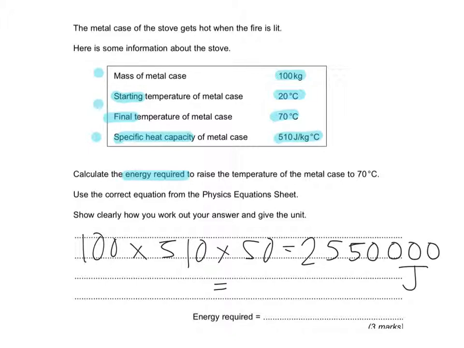Or if you put this in kilojoules, it's 2,550 kilojoules. It doesn't matter which one you do, as long as you state the units in your final answer, as the question requests, give the unit. If the question says use the correct equation from the physics equation sheet, make sure you look at that equation sheet, and I'd probably write in the correct equation: energy equals mass times specific heat capacity times temperature difference.